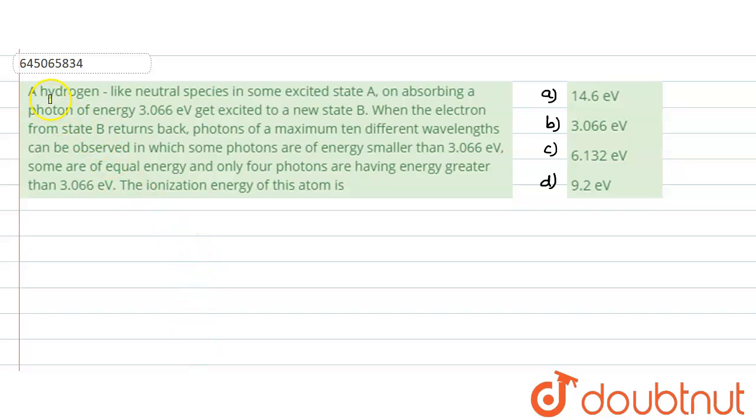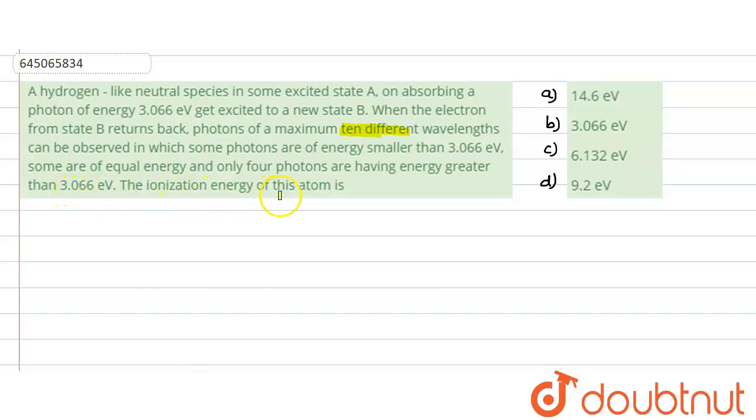Hello everyone, let us start with our question. In this question, what is given? That there is a hydrogen-like neutral species in some excited state A. Now, on absorbing a photon of energy 3.066, it gets excited to new state B. Now, when the electron from state B returns back, photons of maximum 10 different wavelengths can be observed, in which some photons are of energy smaller than 3.066, some have equal energy, and only 4 photons have energy greater than 3.066 electron volts.